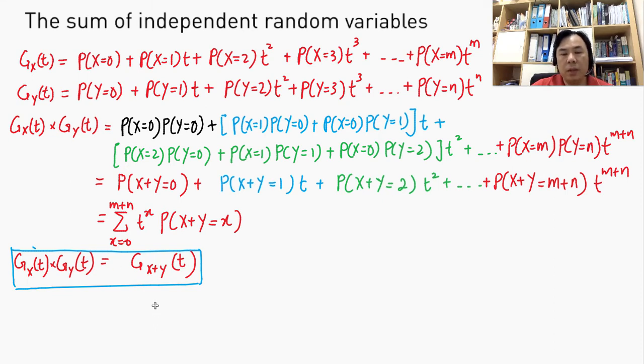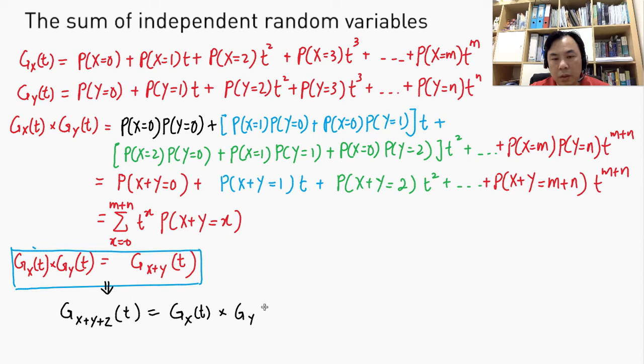And then, of course, finally, you can further extend this. In the future, you can further extend this to cover three events, not necessarily two events. So we can actually have the sum of three events be the same as the product of all their individual probability generating functions. Example, it could be something like this.